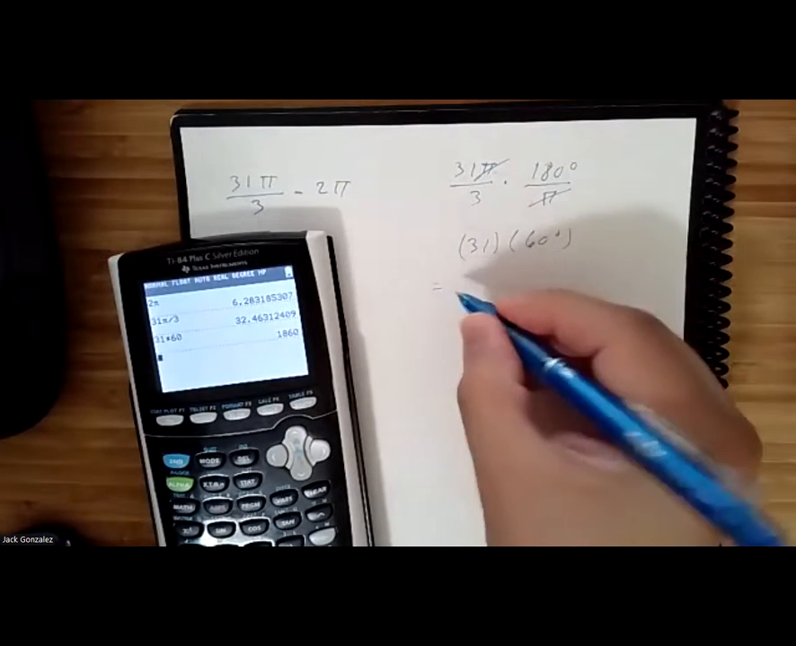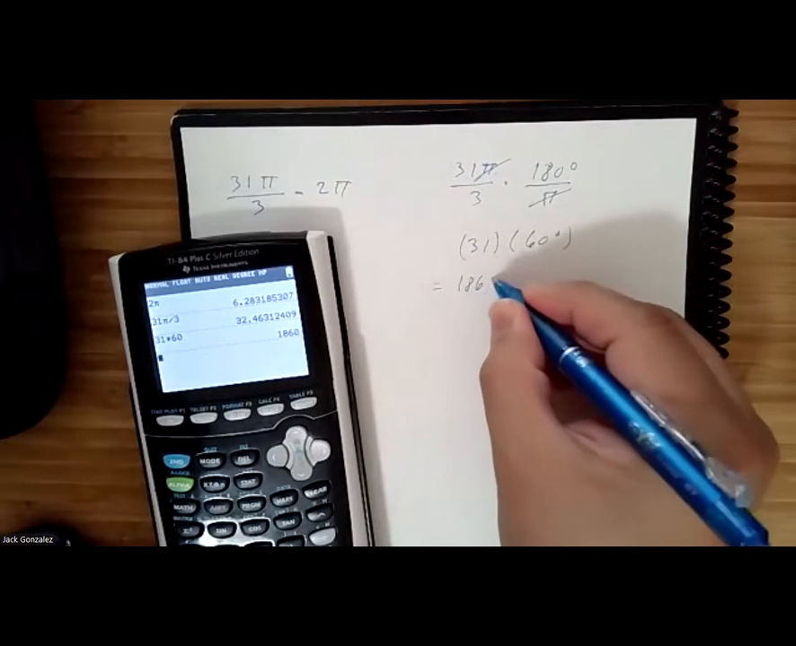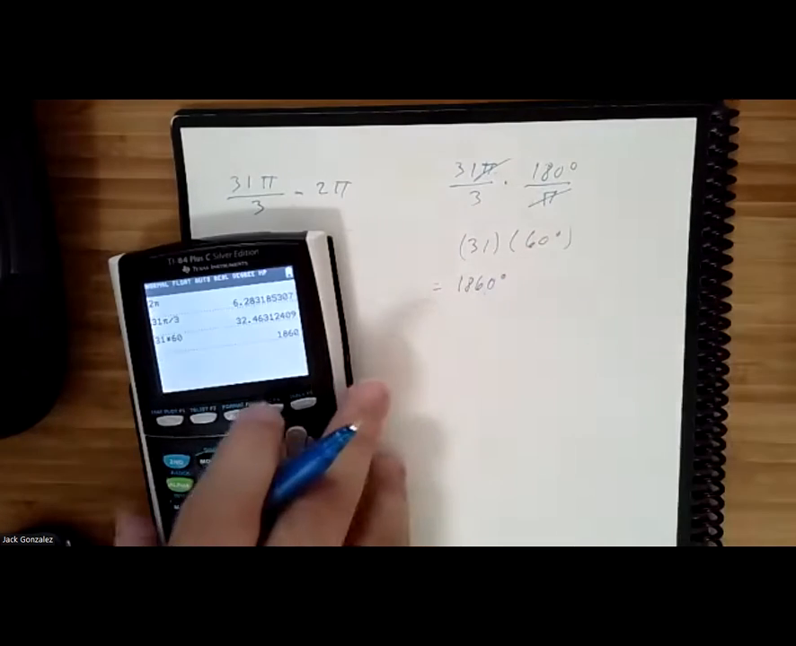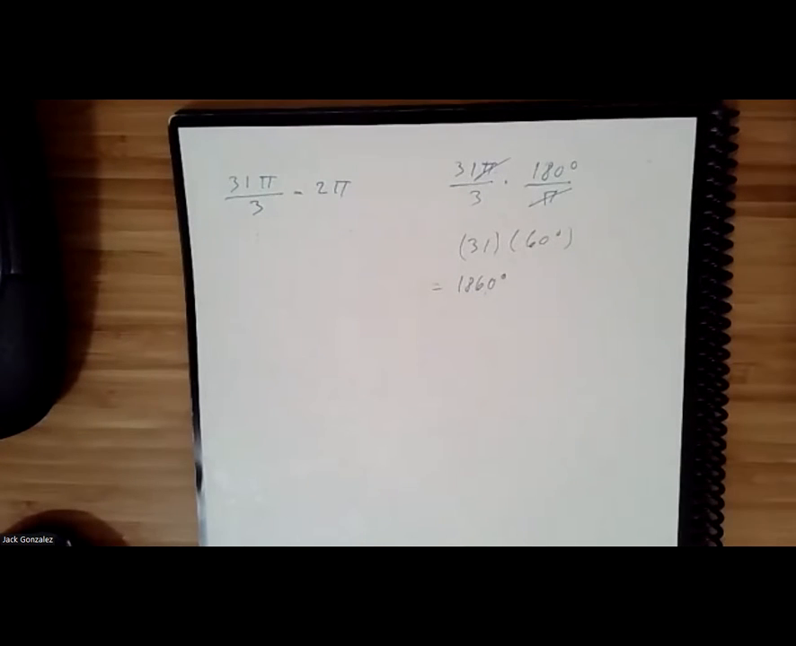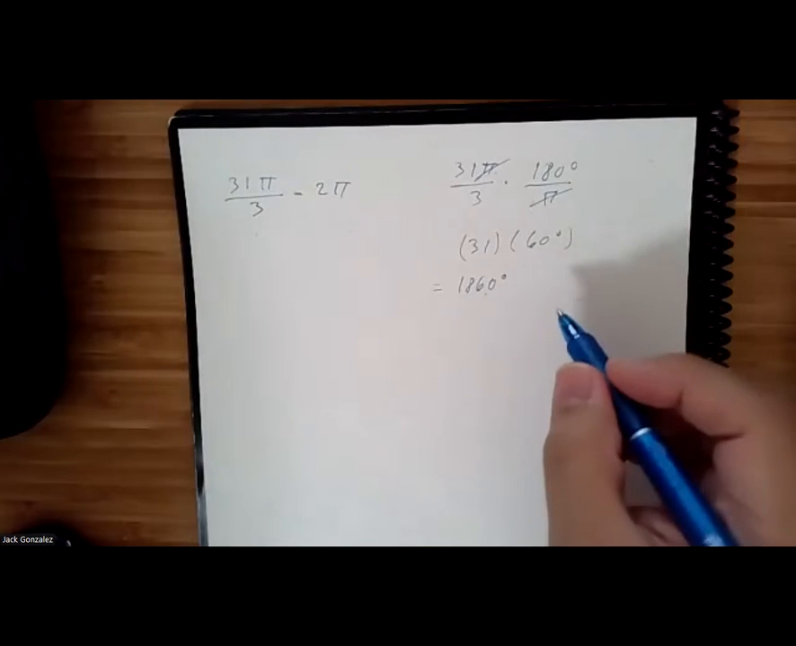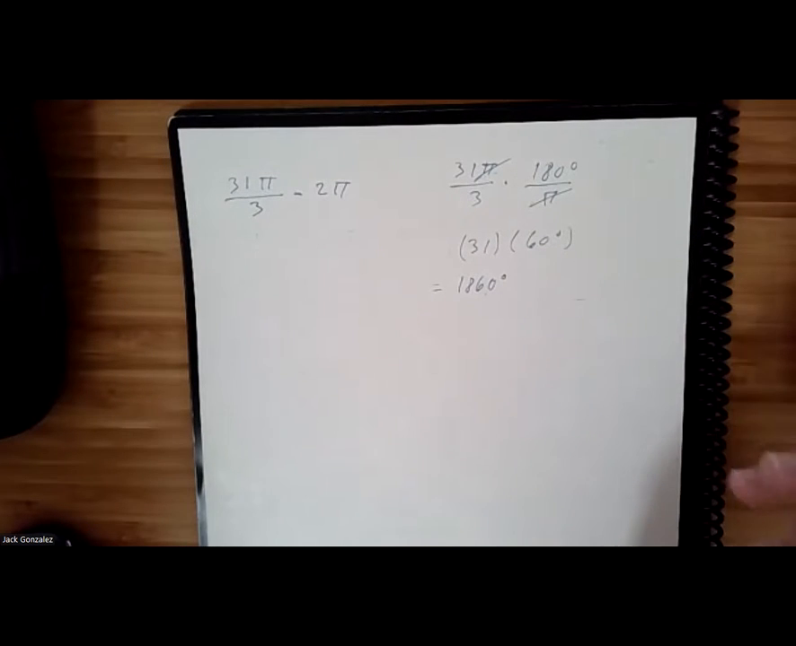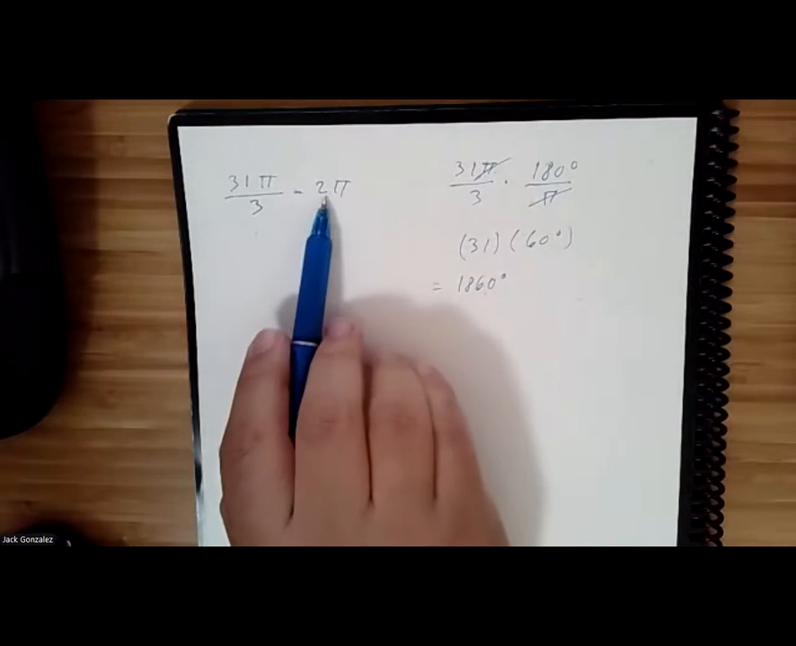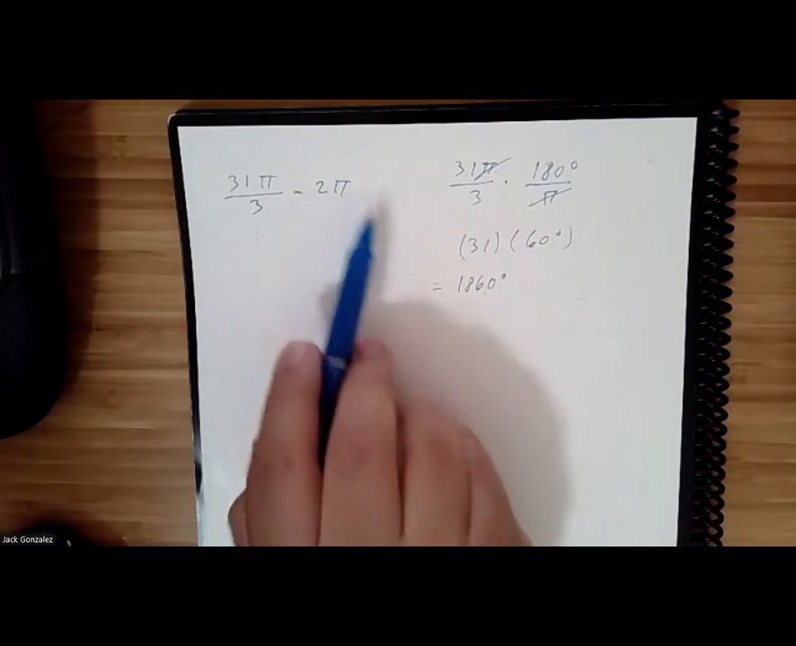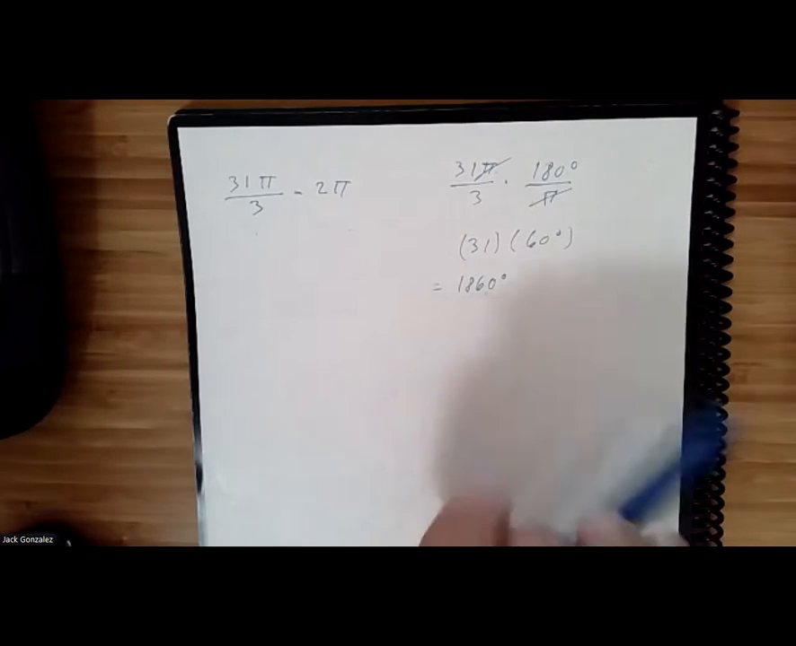So this is actually 1860 degrees. That's pretty big, right? So it went around quite a few times. So what we would have to do is subtract multiples of 360 until we're below 360. Here you'd have to subtract multiples of 2 pi. But listen, I think this one makes more sense to most of y'all. So let's just use this guy.